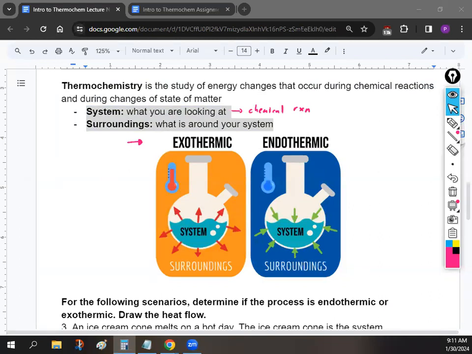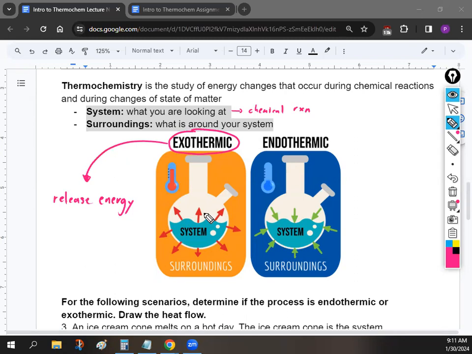The reason why it's important to define the system and the surroundings is because there are two different types of chemical reactions. The first type is this one right here, and it's called exothermic. Now, exo means outside, and so exothermic reactions are where the chemical reaction gives off energy to its surroundings. I want you to write this term down, exothermic, and we're going to write some definitions for it. There's two things that are important about exothermic. First, exothermic reactions release energy. So they give energy to the surroundings.